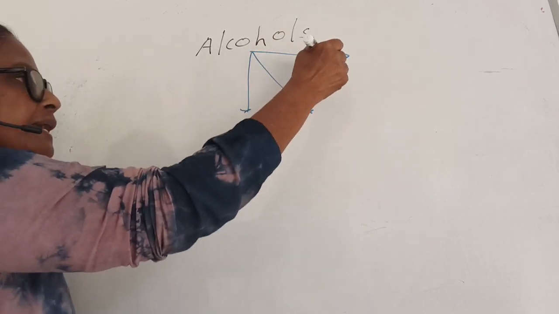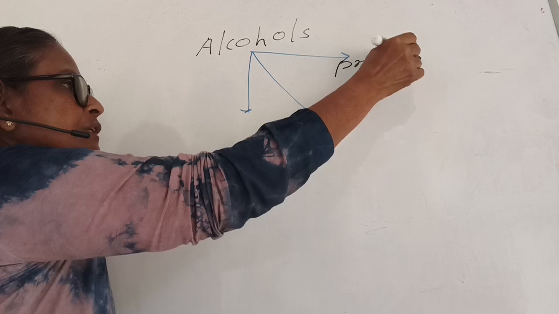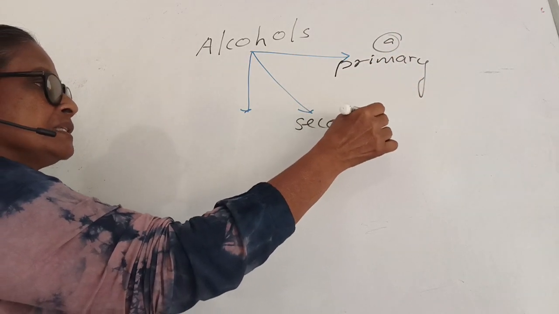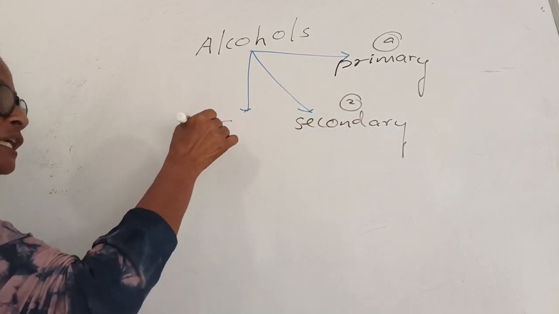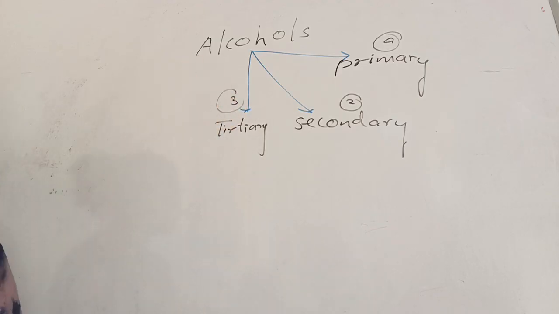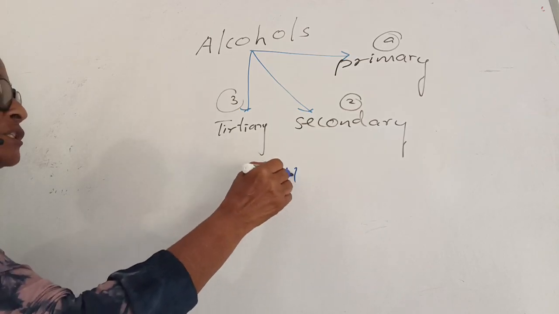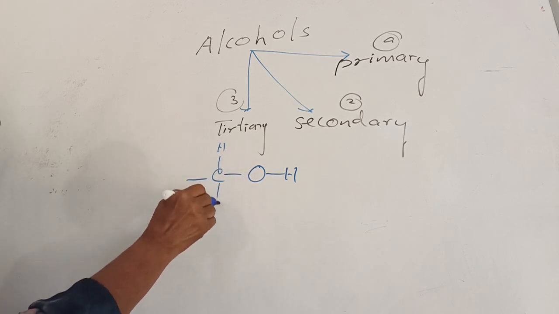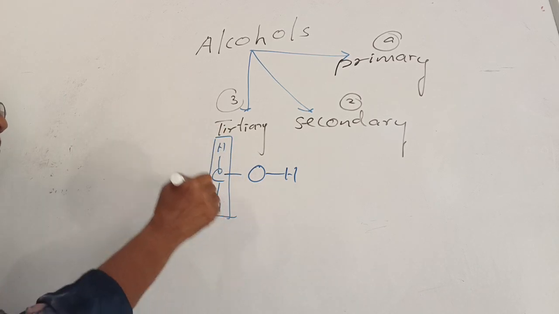So there are three types of alcohols: the primary, secondary and the tertiary. To begin with, how did we do this classification? The OH group is the functional group of the alcohol. If this OH-attached carbon is attached to two hydrogens, we call it a primary alcohol.